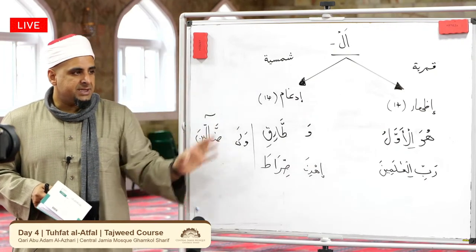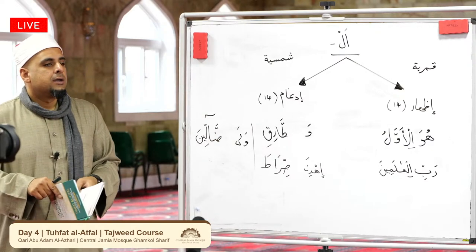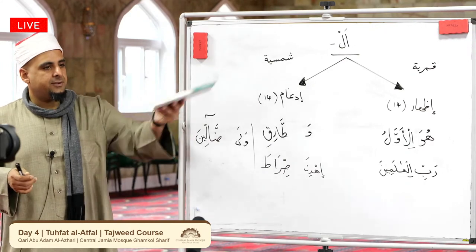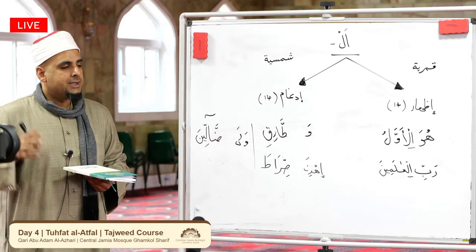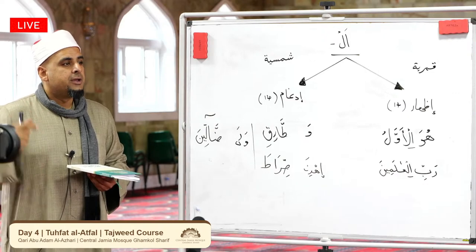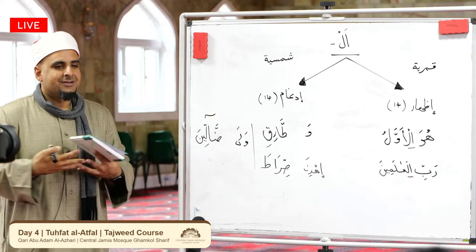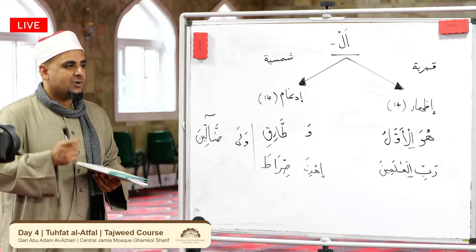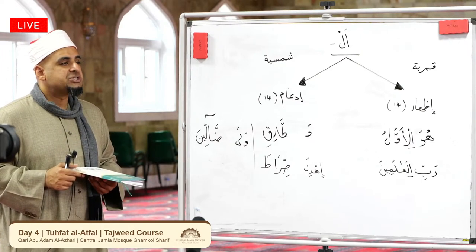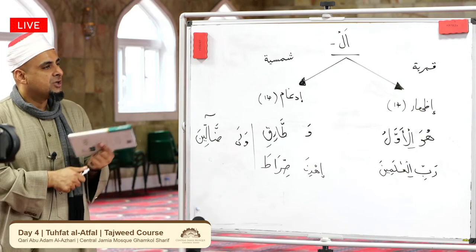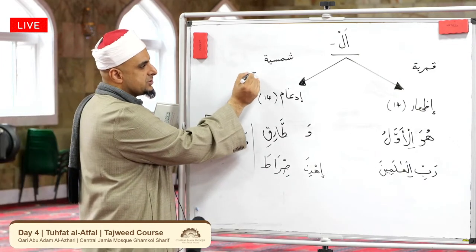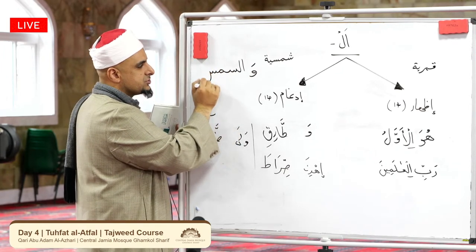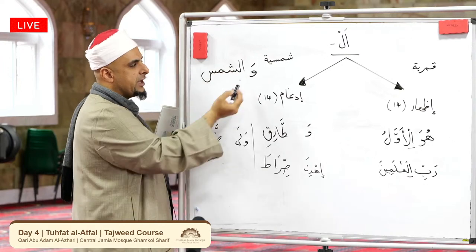So Shamsiya letters are the letters when they follow the Lam of Ta'rif, Alif Lam. The Lam of Ta'rif is not read, but assimilated, done idgham with the Shamsiya letters. Like, Wash-shamsi wa-duhaha. Wash. So how are you going to recite this?